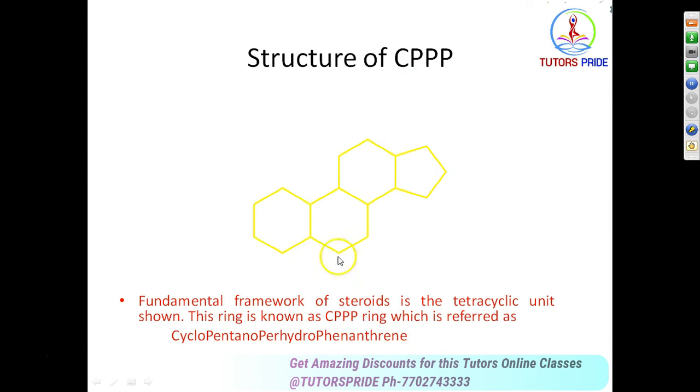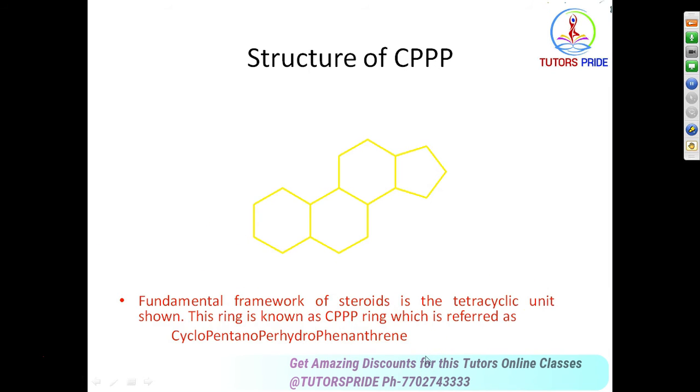Okay, structure of one hormone. This is the parent hormone structure. What is the name of that? You can say this is cyclopentanoperhydrophenanthrene. Cyclopentano means this is a 5 ring structure. So that's why cyclopentano perhydrophenanthrene nucleus. This is the phenanthrene nucleus. So that's why this is called the CPPP ring. This is the fundamental framework of steroids, the parent structure of your steroids.